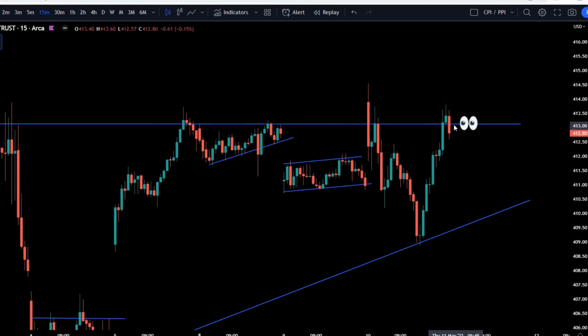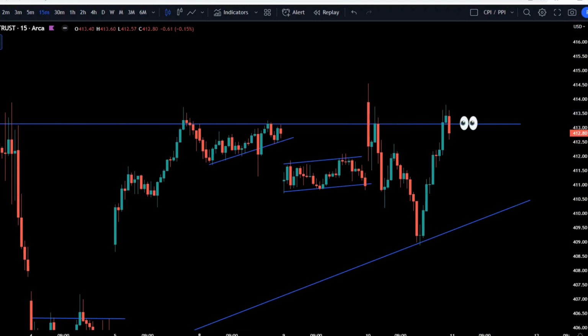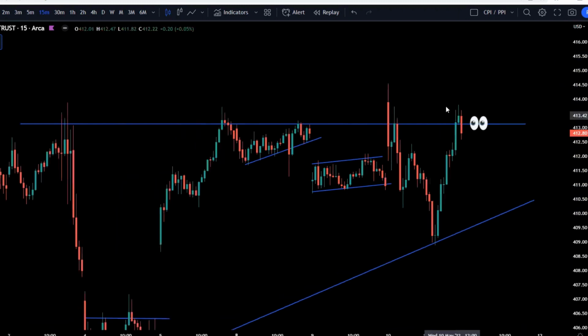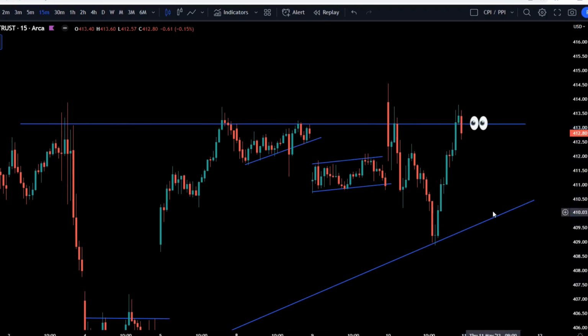So this could potentially look like this, and then we go to the upside, or it could potentially look like this. So you always want to account for both scenarios. So we can look like this, where we go to the downside. And it may even go up before it comes back down.